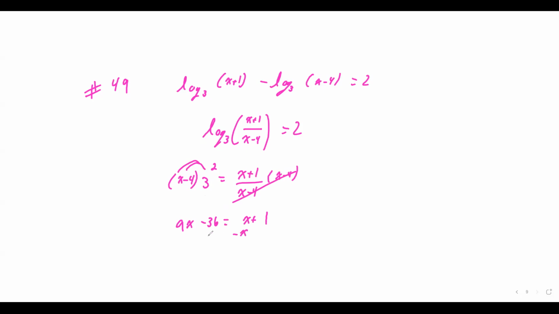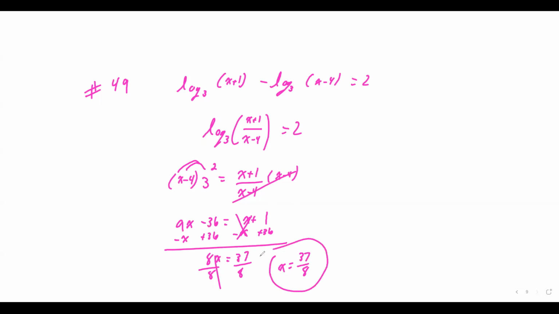I'm going to subtract an x, and I'm going to add 36. So this gives me 8x equals 37, divided by 8. So I get x equals 37 over 8. However, since it came out as a nice fraction, we are good with this. We do not have to figure out what it is to the hundredths place.